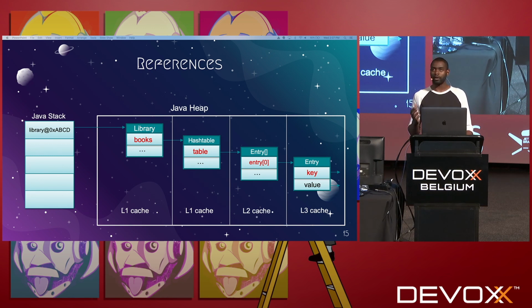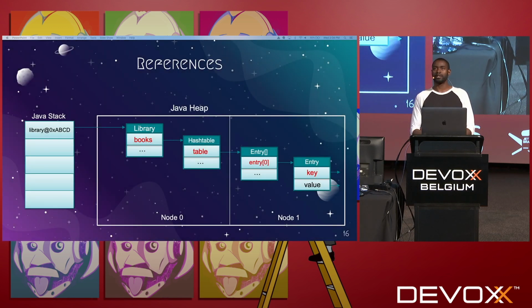So if you recall the chart shown earlier, L2 is about 4 times slower than L1. So dereferencing table will be noticeably slower than it was to dereference books. Likewise, dereferencing the first entry in the array will incur an even larger latency cost since it has to go all the way to L3.